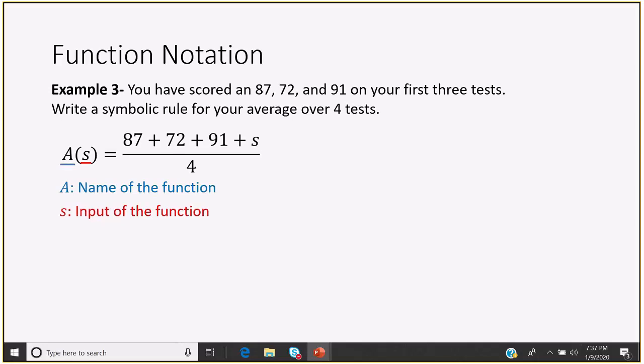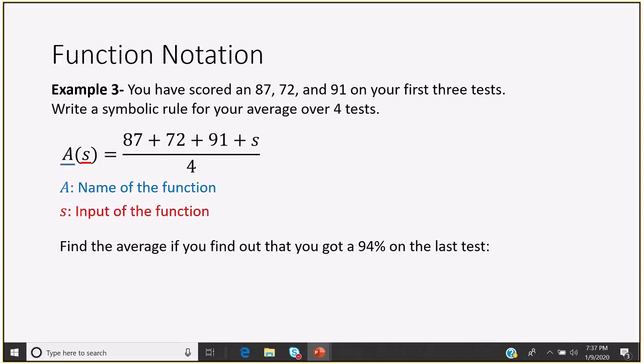And so I've kind of already said it a couple of times. But how you would say that is A of S. So you would say the name of the function, then you say of, and then you would say your input. So anytime you hear f of x or A of S, that's what we're talking about. We're talking about the function notation.